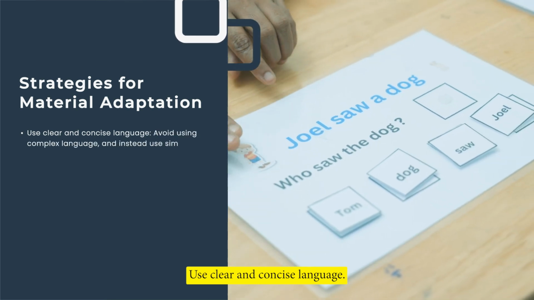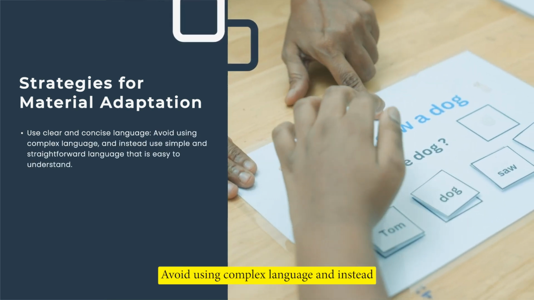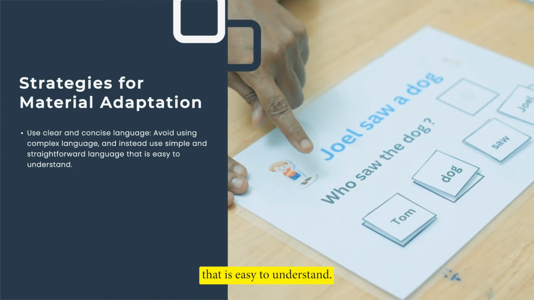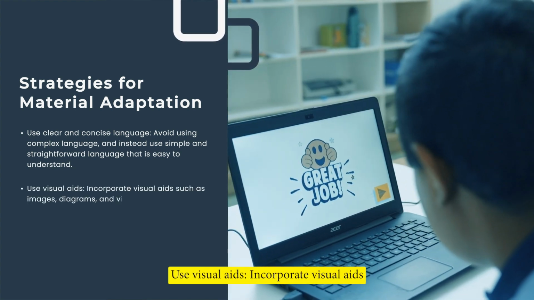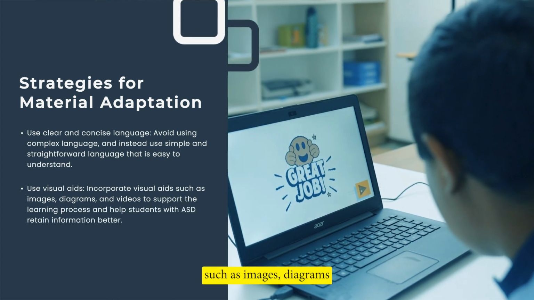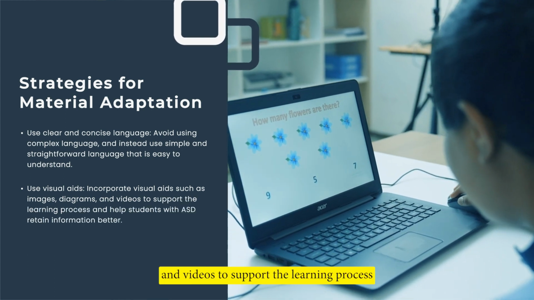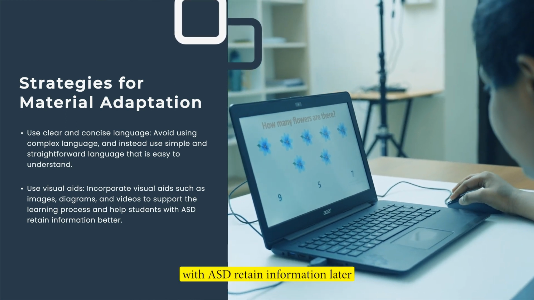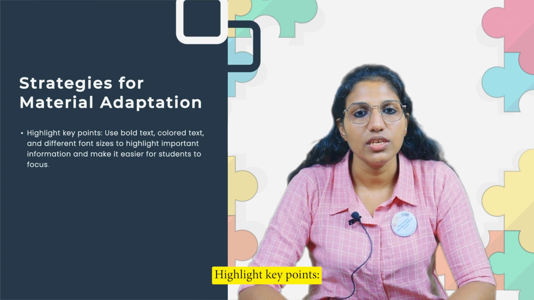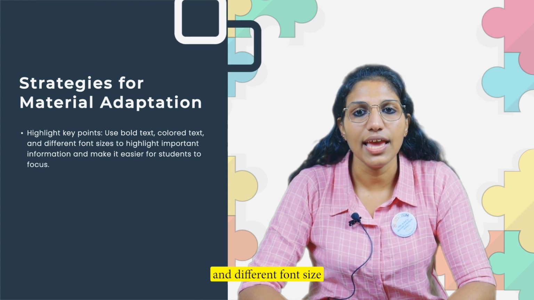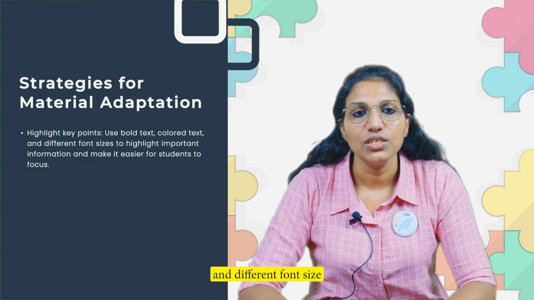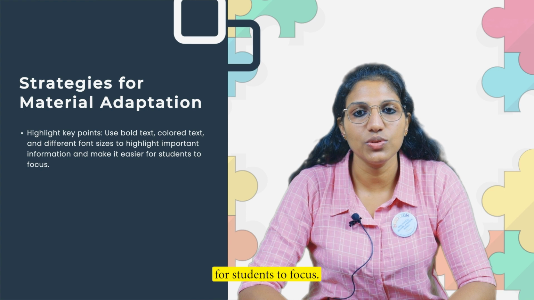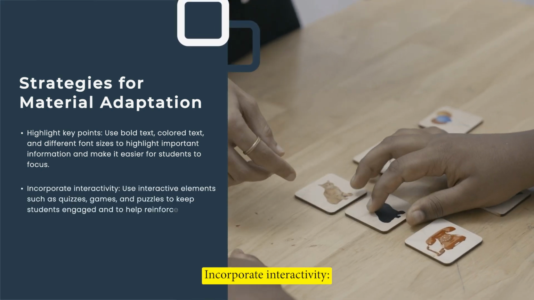Use clear and concise language. Avoid using complex language, and instead use simple and straightforward language that is easy to understand. Use visual aids. Incorporate visual aids such as images, diagrams, and videos to support the learning process and help students with ASD retain information better. Highlight key points. Use bold text, colored text, and different font sizes to highlight important information and make it easier for students to focus.